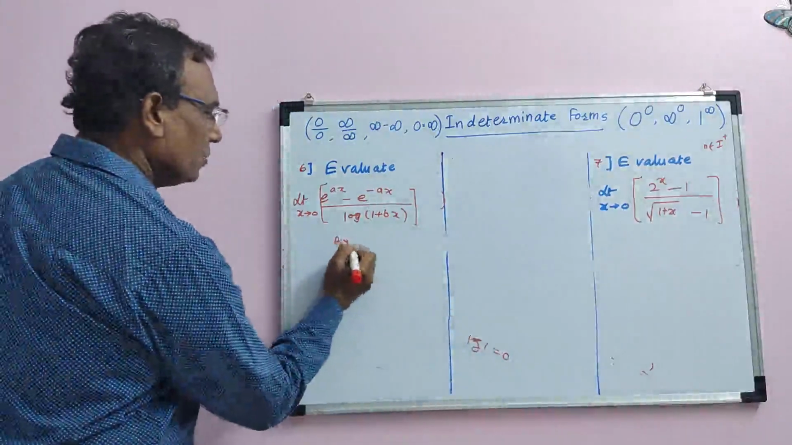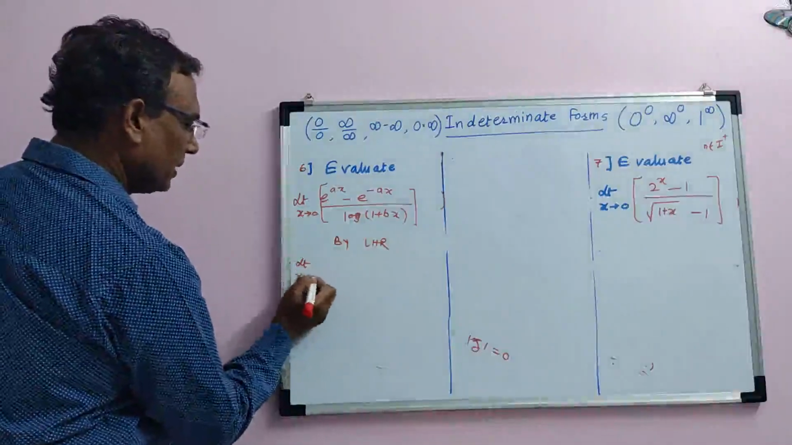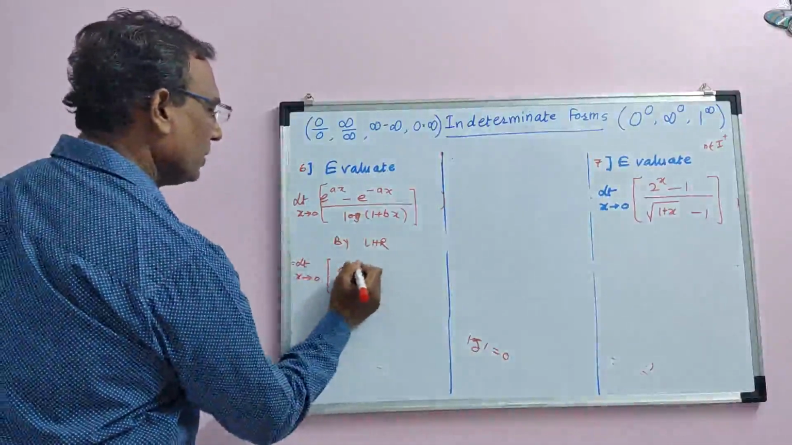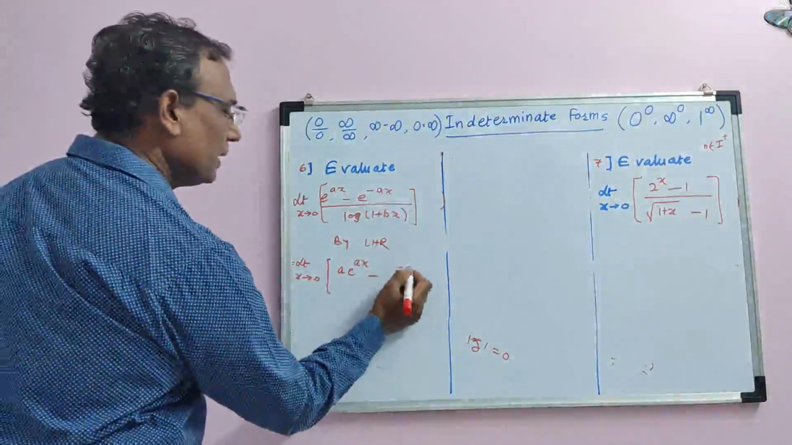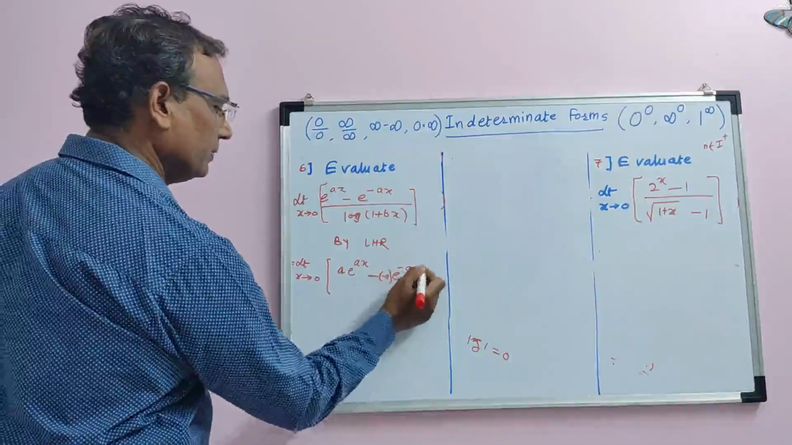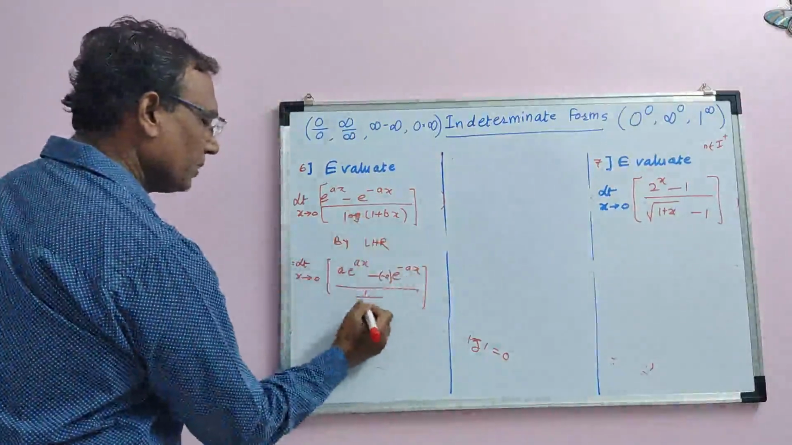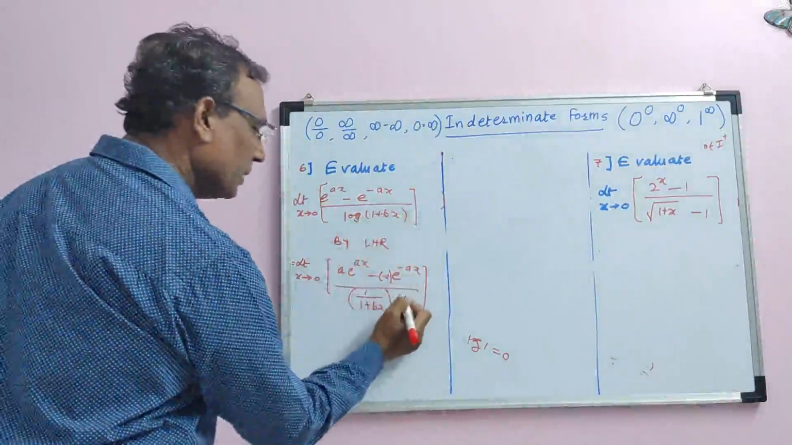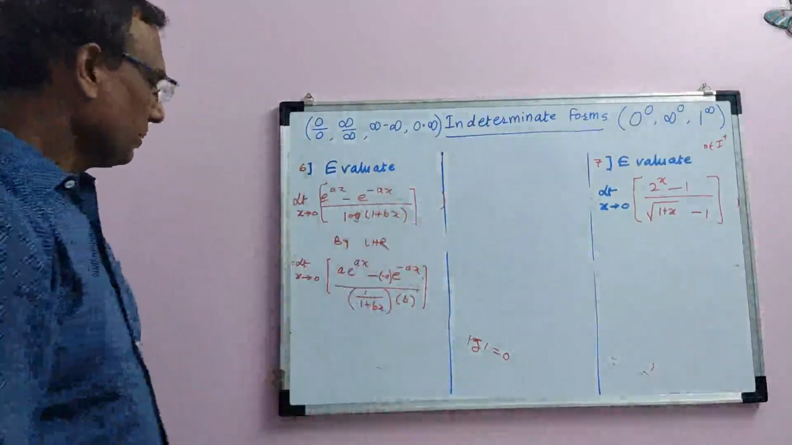Now by L'Hospital rule, take the derivative of numerator and denominator separately. What is the derivative of e raised to power ax? E raised to power ax multiplied by a. The derivative of e raised to power minus ax is e raised to power minus ax multiplied by minus a. Here you can write plus a directly. The derivative of log is 1 by 1 plus bx, and the derivative of 1 plus bx is b. What I have done is taken the derivative of denominator and numerator separately.